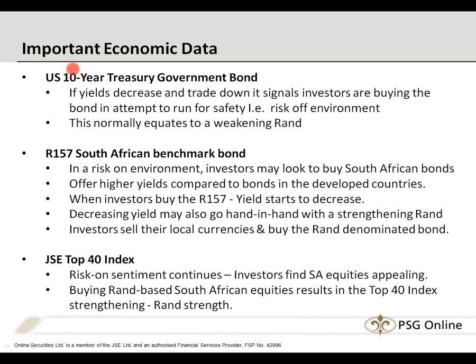Here closer to home, you can use the R157 or the R168 or all those other bonds, also to give you a view on where the market's moving. Remember, this is money moving from fixed income securities into equity markets and vice versa. But if you see that the yield is starting to decrease, that means that the rand will be strengthening. There's demand coming in, obviously converting from dollars into rand. The rand should be strengthening. Okay. And obviously our JSE can also be a barometer.